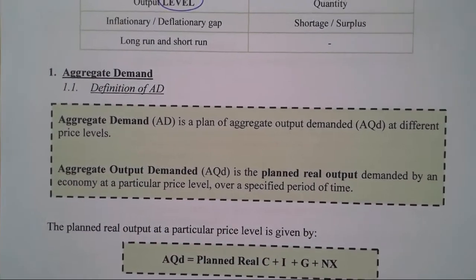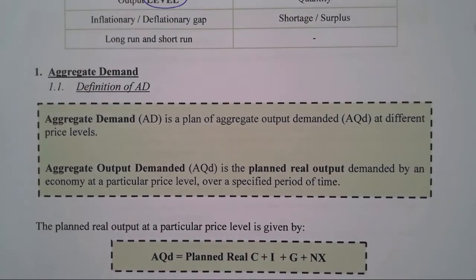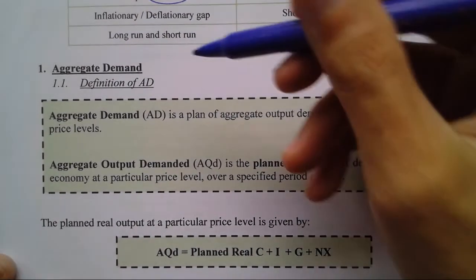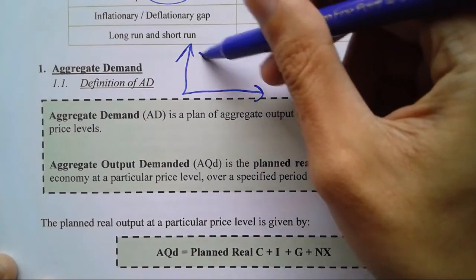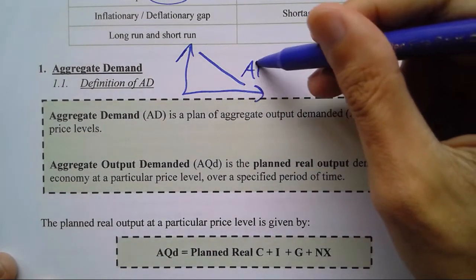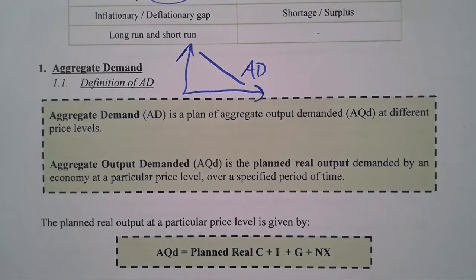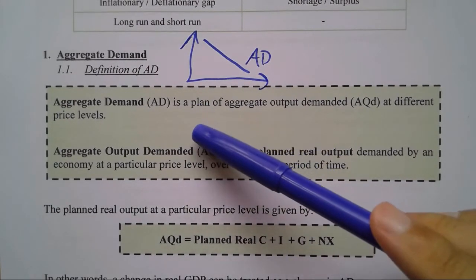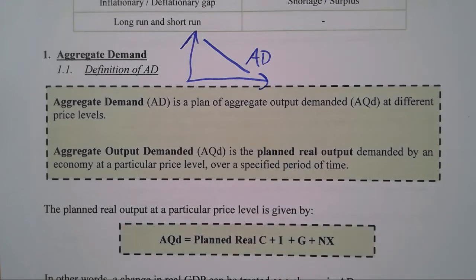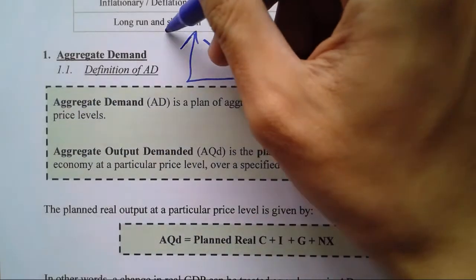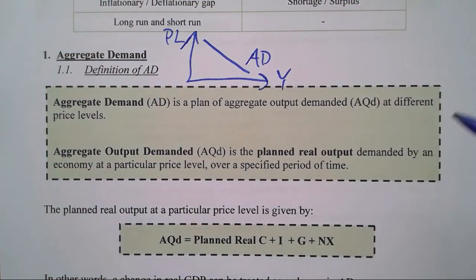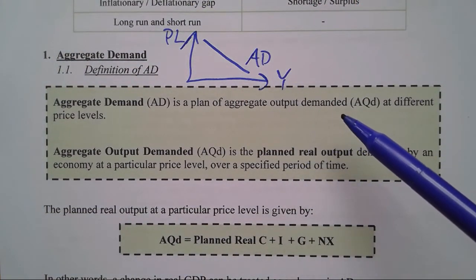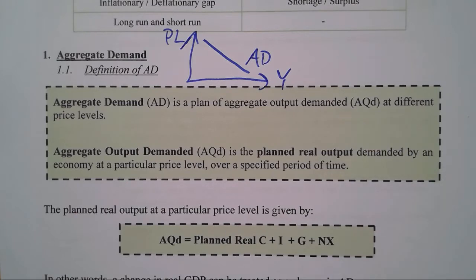Now, let's move on to AD. Basically, AD is the same as the thing you learned. Remember, demand curve, like this. This is our AD. Basically, the concept is just the same. It is a plan showing the relationship between price level and output level, aggregate output demanded. 同你 demand 一樣啫嘛。In demand, we talk about price and QD. Here, we talk about price level and AQD.